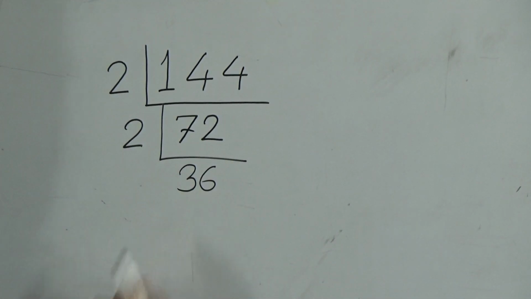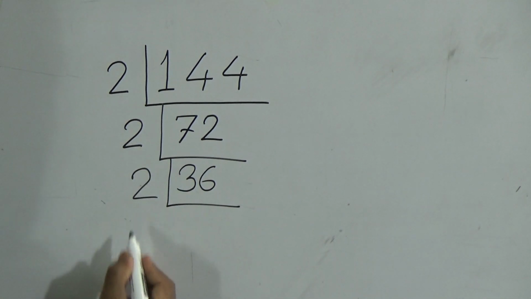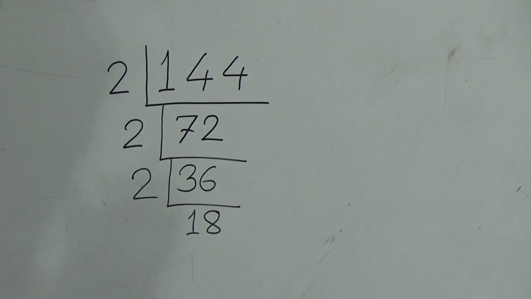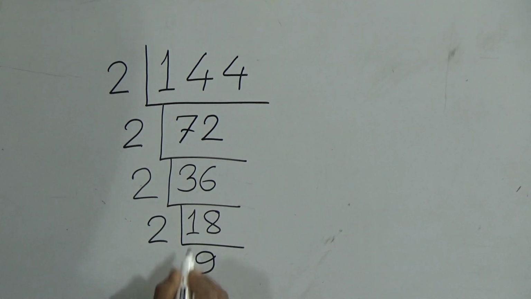Now 36 again is an even number, so 36 can be divided by the prime number 2, and 2 goes 18 times in 36. Now dear students, 18 again is an even number, so we can divide this number by the prime number 2. Now 2 goes 9 times in 18.